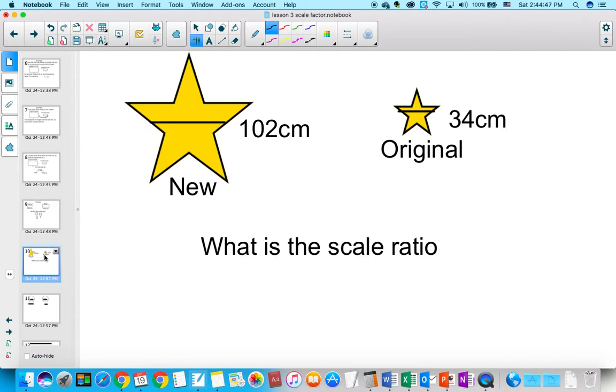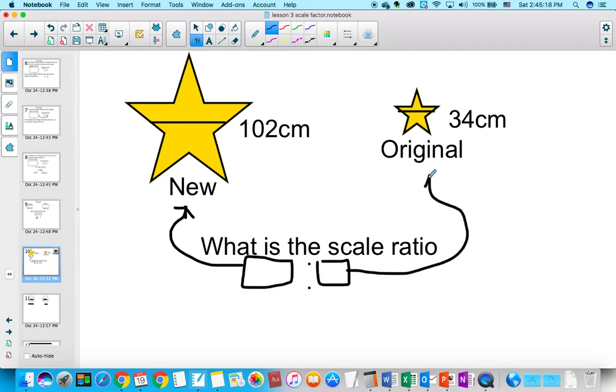So what is the scale ratio of this one? We have 102 to 34, right? Well, we know that the new one is bigger than the original, so again, we'll draw a blank ratio. And again, the first number represents the new drawing, or the scaled drawing, and the second number represents the original, right?